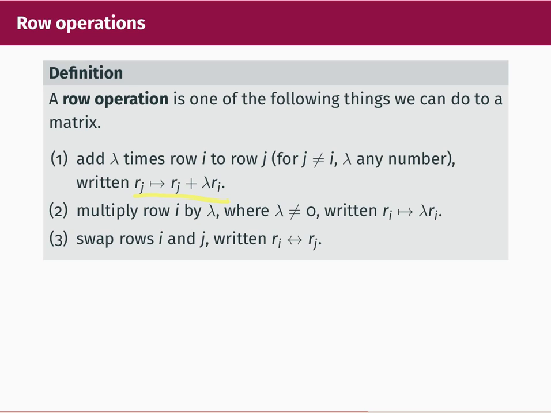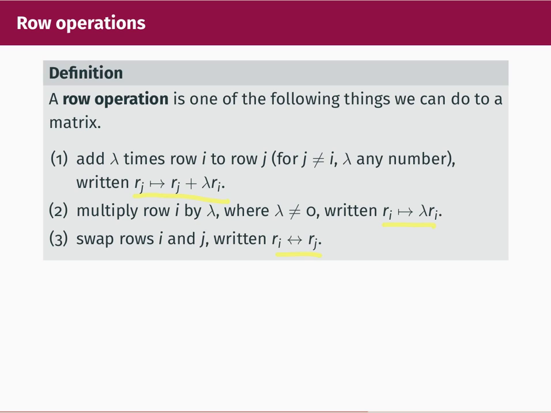Next, you could multiply row i by lambda, where lambda is a non-zero number. If you're not going to change the solutions of your system of linear equations, you need to make sure you don't multiply by 0, since that would make one of the equations disappear. This row operation is notated like this: row i goes to lambda times row i. And finally, you can swap rows i and j, and the notation for this is row i and then a 2-headed arrow and then row j.